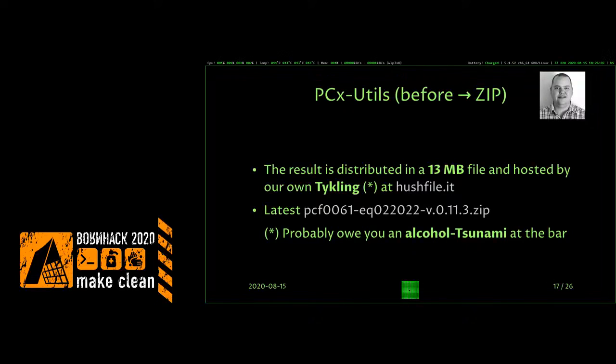And once you have both the DBC files and the image files in a smaller size, I don't want to use too much of Tyklin's service, so at the moment it's 13 megabytes, and I just pushed it up to hostfile.it, and you can get the latest version. And like I say, I probably owe Tyklin an alcohol tsunami afterwards, because it's a free service and I am allowed to host my update of the data from his service.